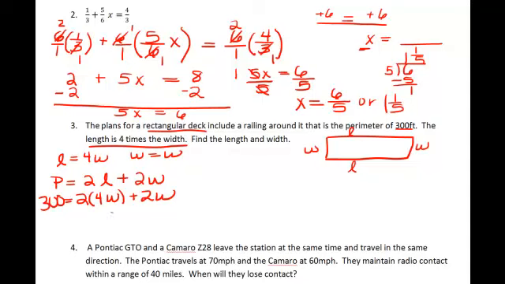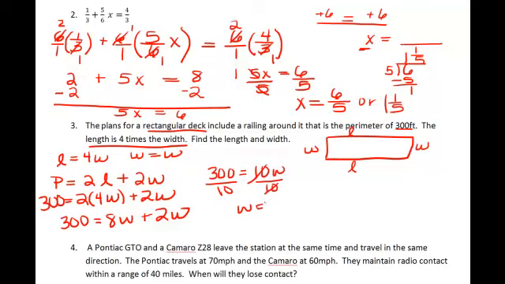So now I can simplify this, and I get 300 equals 8W plus 2W. So I just multiplied the 2 times the 4W, and that's 8W. And then I can add these. These are like terms, so I get 300 equals 10W. And then I don't care what 10W is. I want to find out what W is, so I divide both sides by 10. And then I get W is equal to 300 divided by 10, 30.